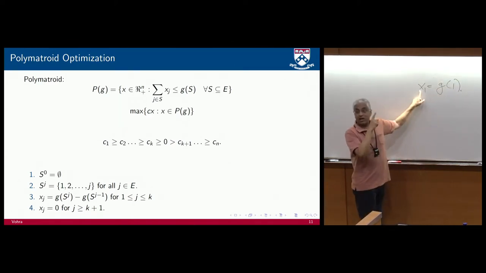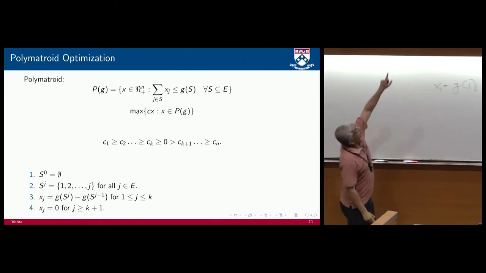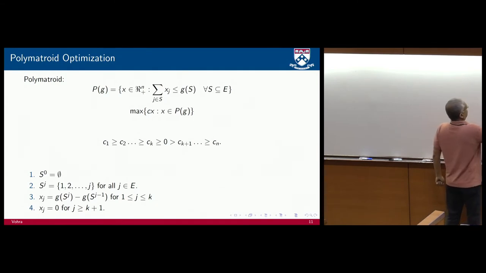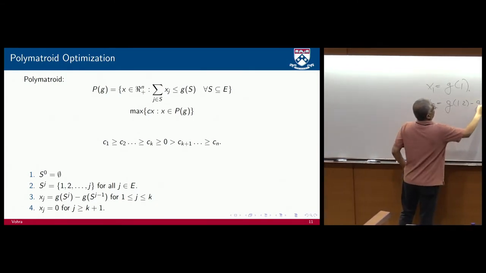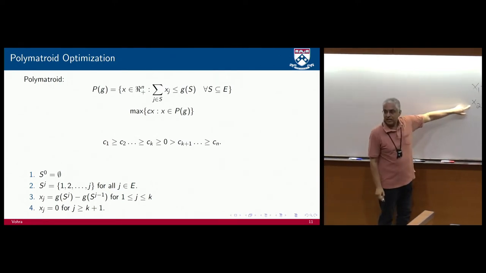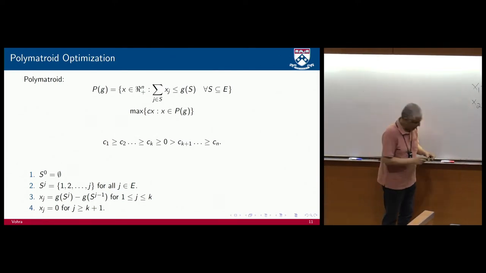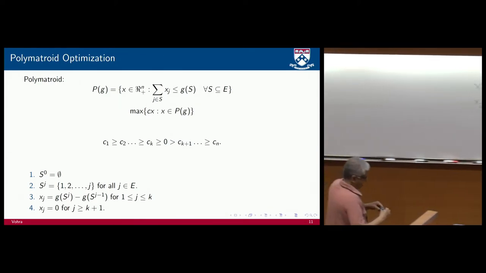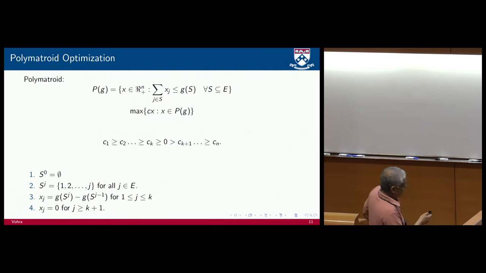This is the element with largest weight in the objective function, C1. X2. This is the element with second largest weight in the objective function. Keep going until you hit the last element that's bigger than or equal to zero. Everything beyond that is set to zero.